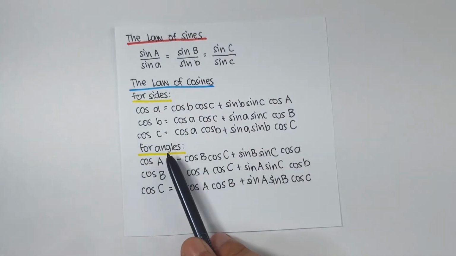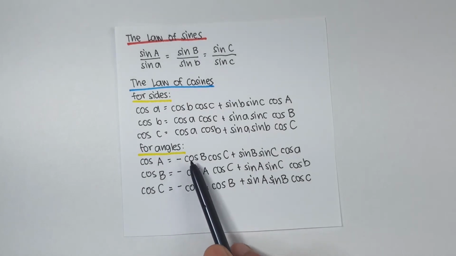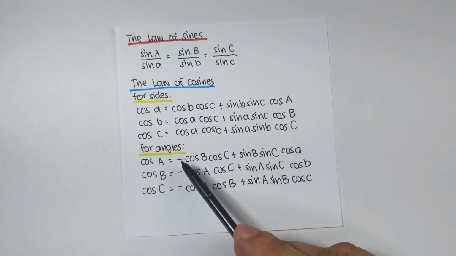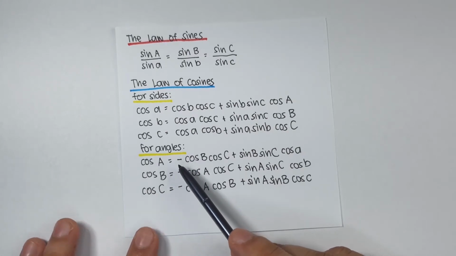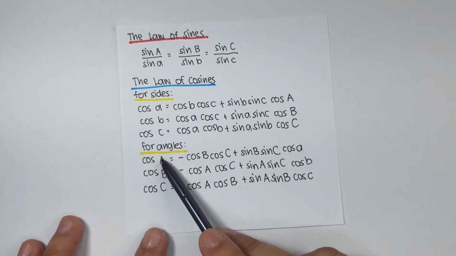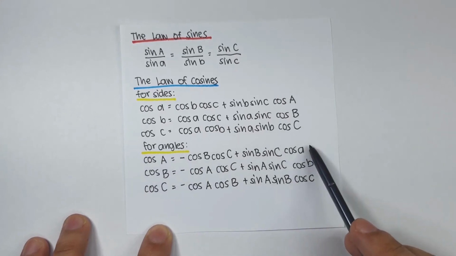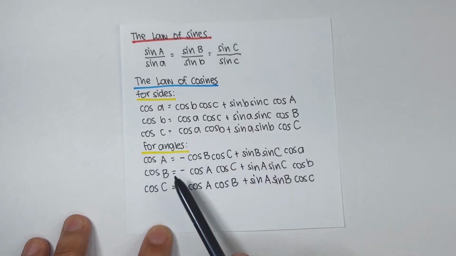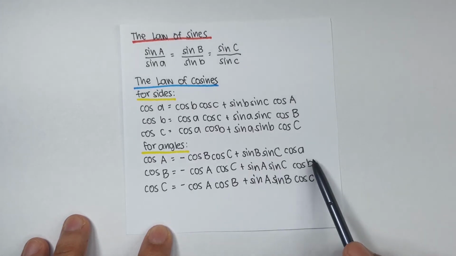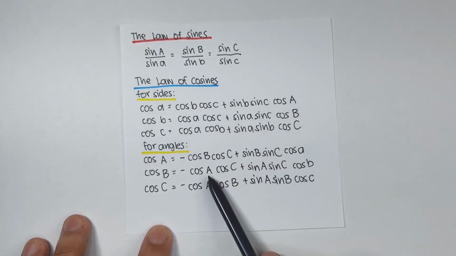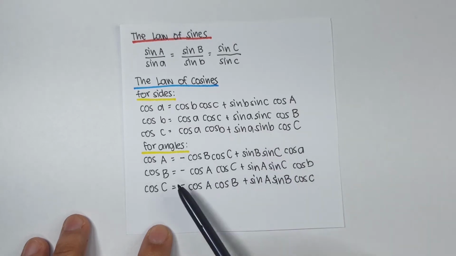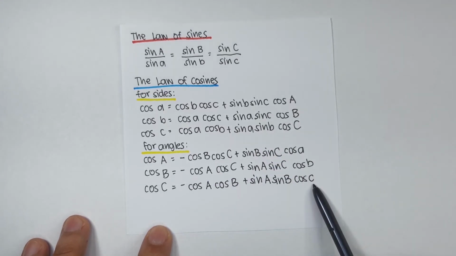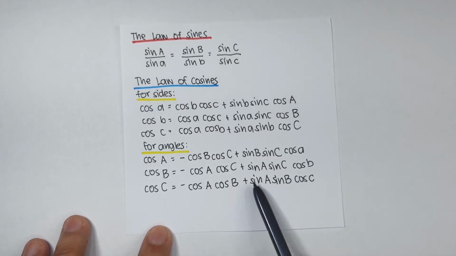For the law of cosines for angles, it's still cos, cosine, sin, cos, but you have a negative sign in the beginning. So it still follows the same concept. If this is cosine of angle A, then this must be cosine of side A, then BC, BC. If this is cosine of angle B, then this is cosine of side B, then AC, AC. And lastly, cosine of angle C, then this is cosine of side C, then AB, AB.